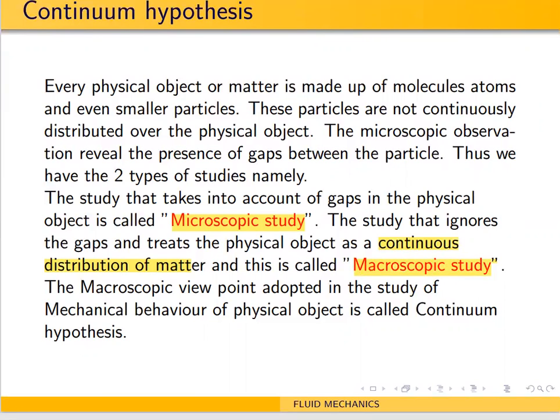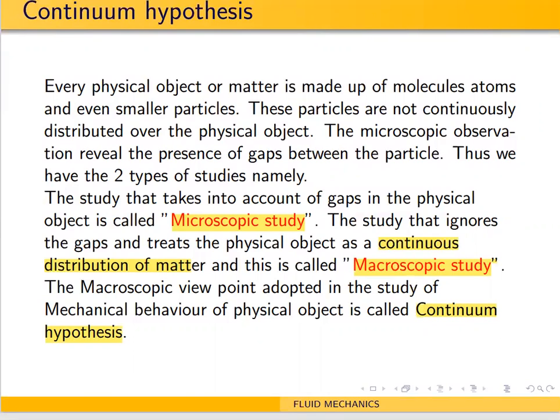The macroscopic viewpoint adopted in the study of mechanical behavior of physical object is called continuum hypothesis. And to learn fluid mechanics, we adopt this macroscopic viewpoint. So we assume the physical object is continuously distributed. It is a continuum. So fluid mechanics is based on continuum hypothesis.